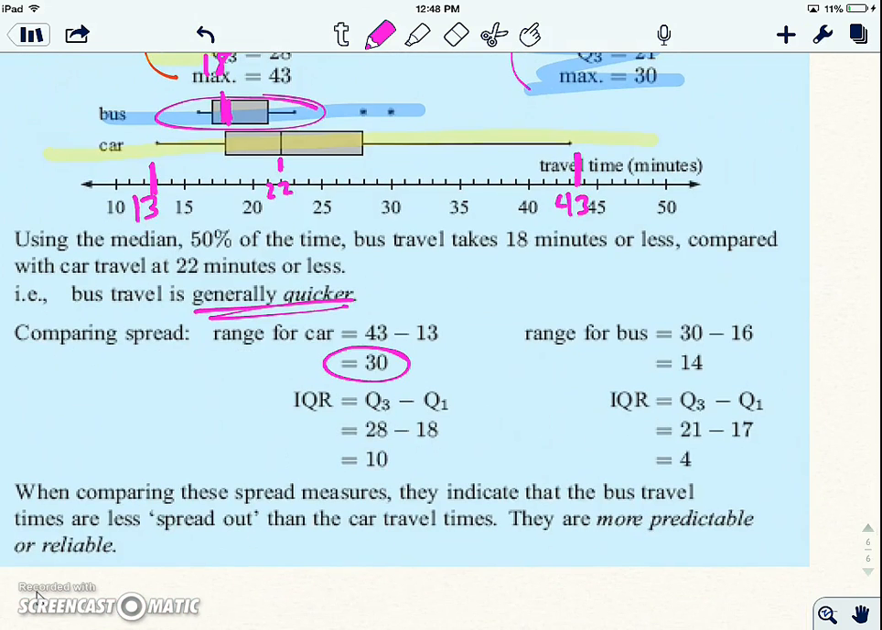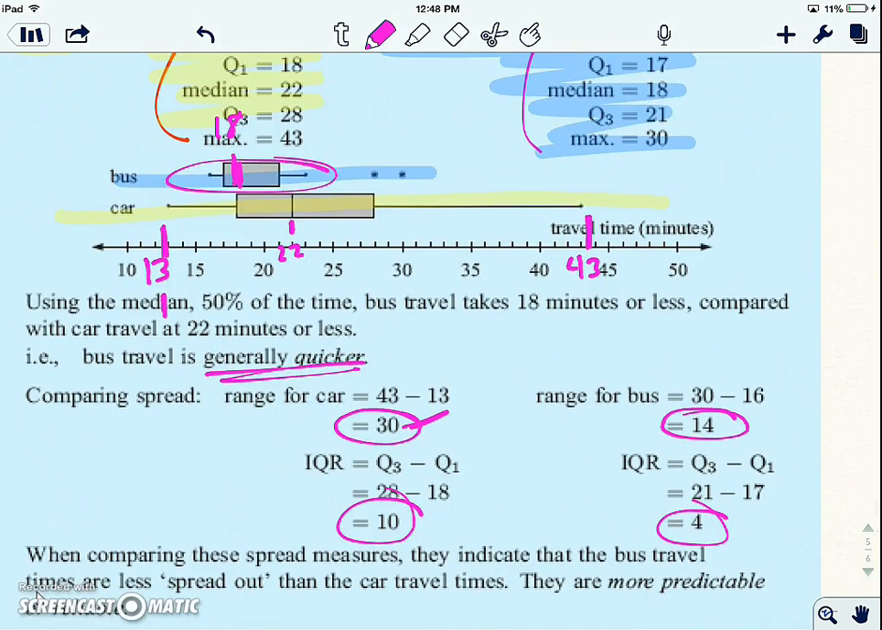Here the range is 30. For the bus it's 14, so there's definitely a greater spread for the car, as well as the IQR, 10 to 4. So if I was him, even though car would seem to be faster, and sometimes it is, 25% of the time it is, it's less reliable, and you may hit a bad day and it takes you three-quarters of an hour to get to work. On the bus, you can read your paper, and you're going to get to work most likely between 16 and 24 minutes with a couple of outliers. And even these outliers are lower than the highest time in car travel.